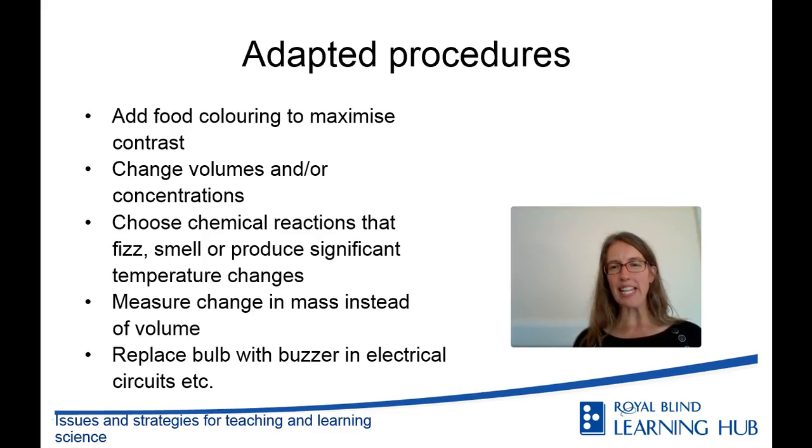Measuring volumes given off, for example, in an experiment where we've got a gas evolving, can be a little bit challenging. You might want to measure mass, which can be easier to measure using a talking balance. So that's a suggestion that sometimes mass is easier to measure than volume. And if you're doing things like electrical circuits and looking for continuity in that electrical circuit, replacing a bulb with a buzzer is a very quick solution to make that more accessible.